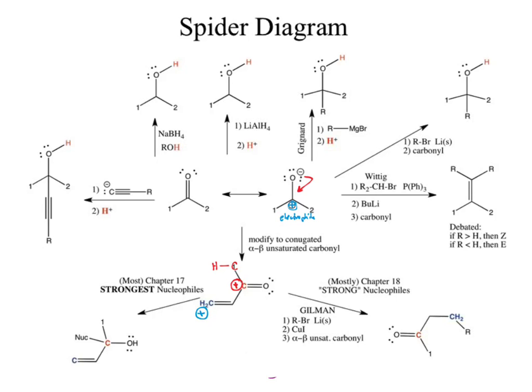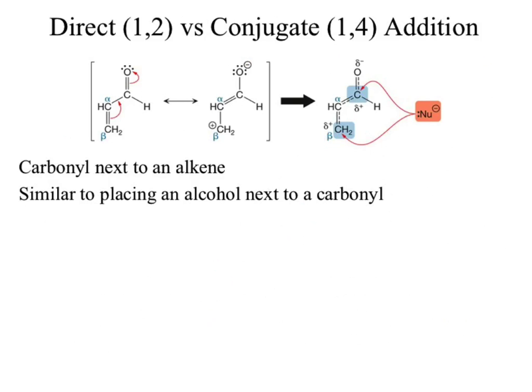So let's take a closer look at our carbonyl. There's our resonance structure, and this is where we end up with the reference to 1,2 versus 1,4 conjugate additions. The numbering 1,2 versus 1,4. So let's take a look in the starting structure. Where is position 4?